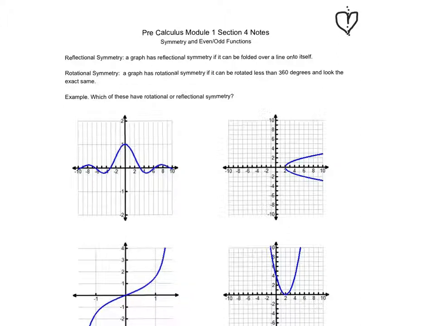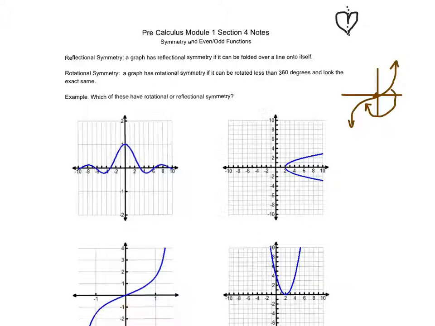If I fold this heart in half over this line, it will go right onto itself. The other type of symmetry we see is what's called rotational symmetry. And rotational symmetry is when it can be rotated less than 360 degrees and look the exact same. So a lot of times you could talk about being 180 degrees. So I could talk about a mathematical graph that looks like this. If I were to rotate this around the origin, rotate it around the middle, then it would look basically just like it does right now. It would just turn on itself.